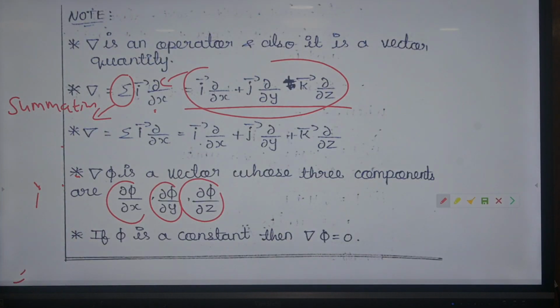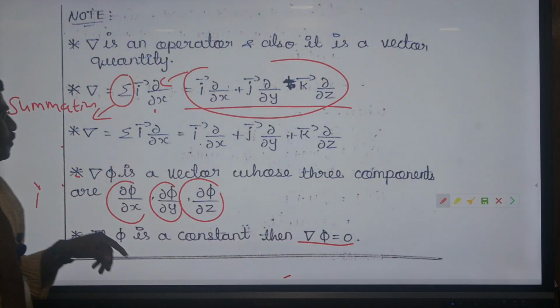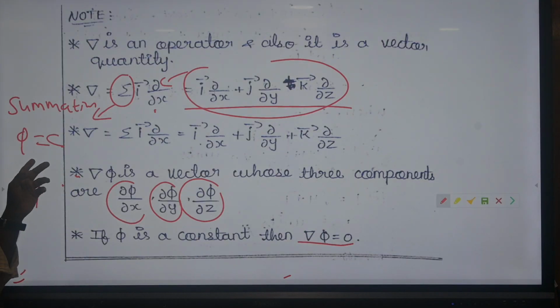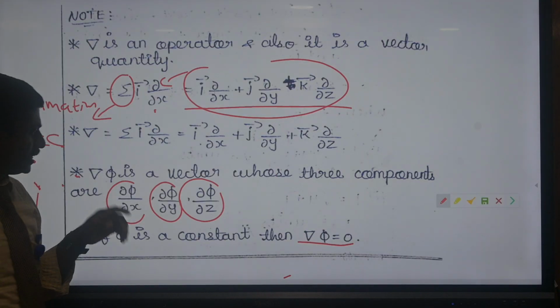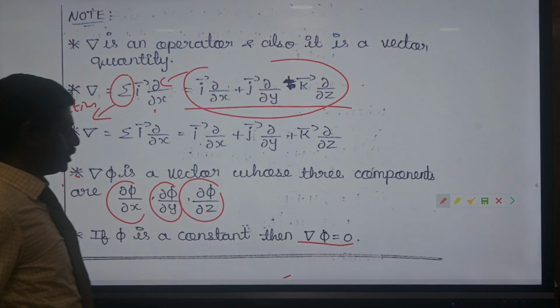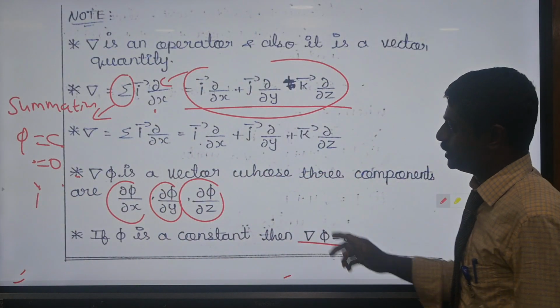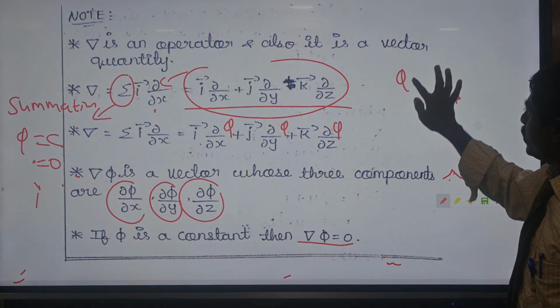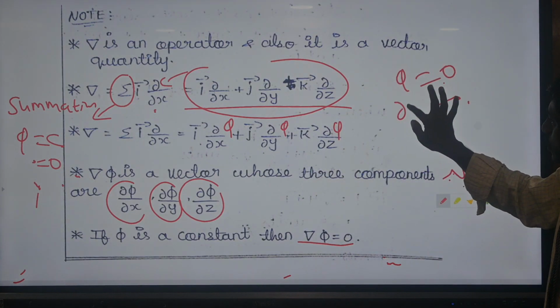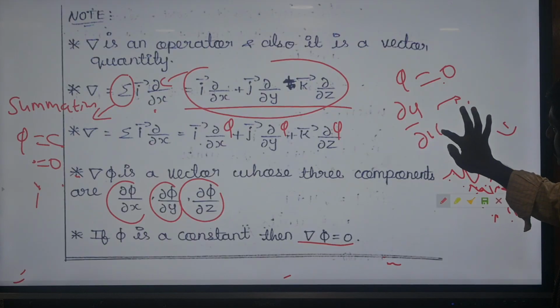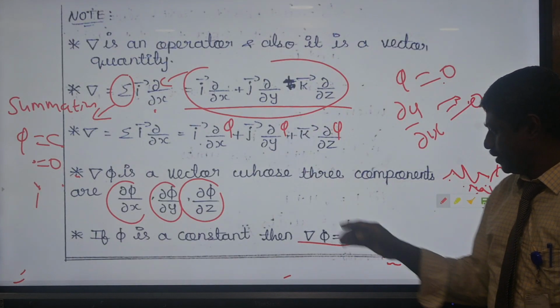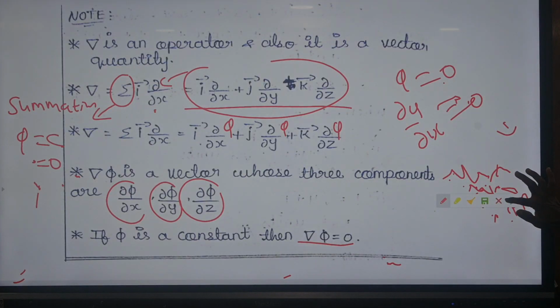Here if phi is a constant, then del phi equals 0. So consider phi is a constant, phi equal to c. When you differentiate partially with respect to x, and similarly y, the answer is 0 only. So del phi equals 0. When you differentiate, phi being a constant, dou phi by dou x is first equal to 0. Similarly y, similarly z. So anyway, del phi equals 0.